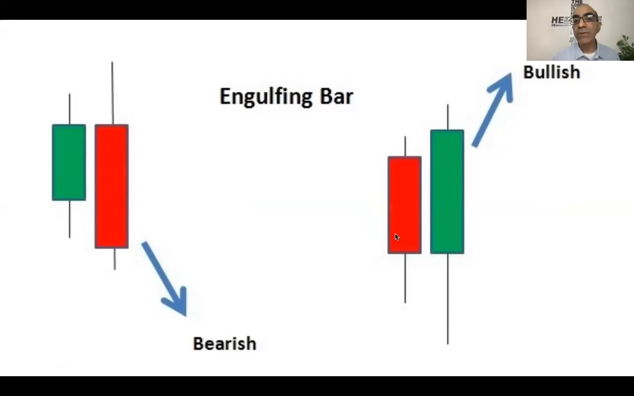candle. And then here you have a bullish engulfing. So the same pattern here, but the opposite. Okay, so again, the probability is higher. That's the engulfing patterns. Okay.